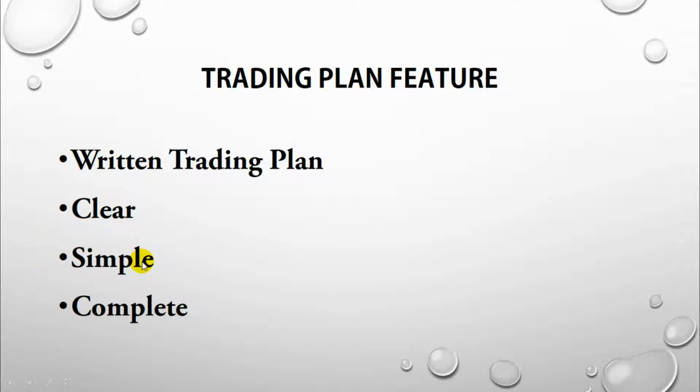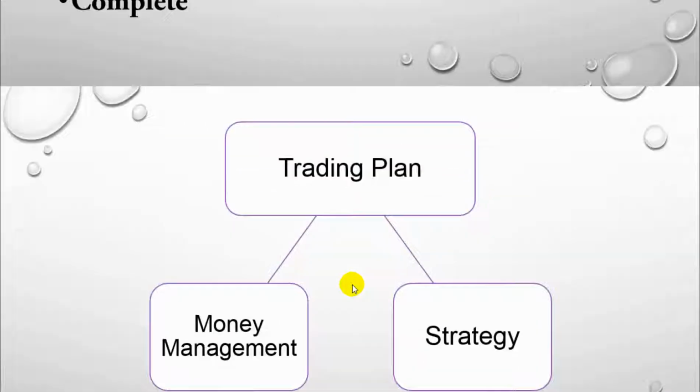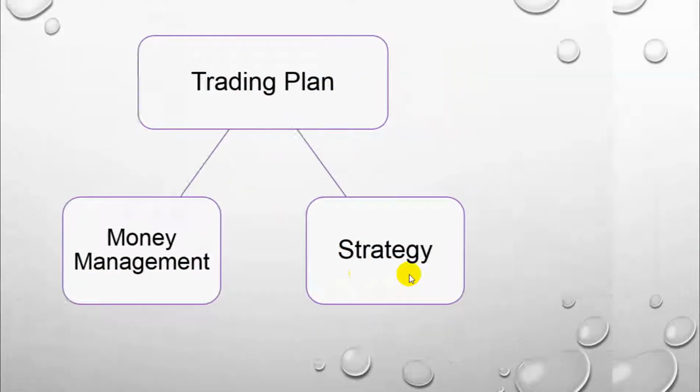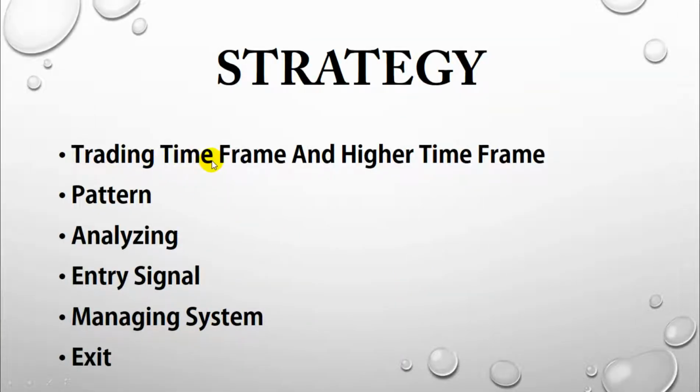And it should be complete. Your trading plan should be complete. It should include all of your strategy and money management. In fact, your trading plan should include 2 parts, strategy and money management. You should write these 2 parts clear and simple. Okay? So, in the strategy part, you should write your trading time frame and your higher time frame. I know you already know what your trading time frame and your higher time frame are. Okay? But you should write it anyway.